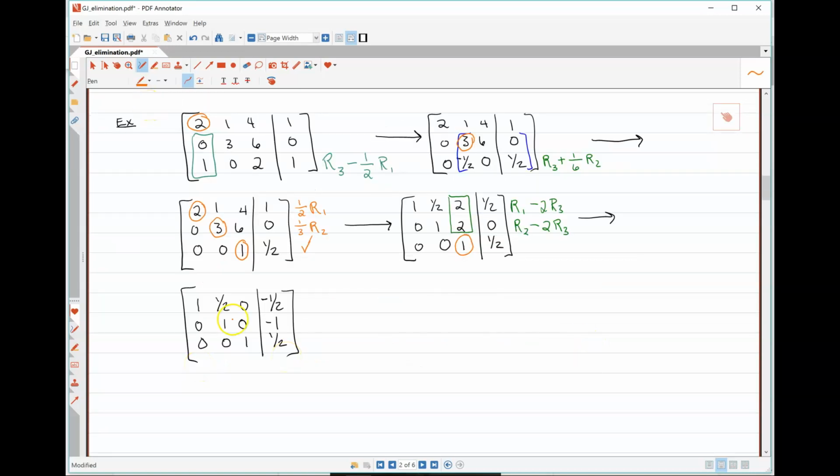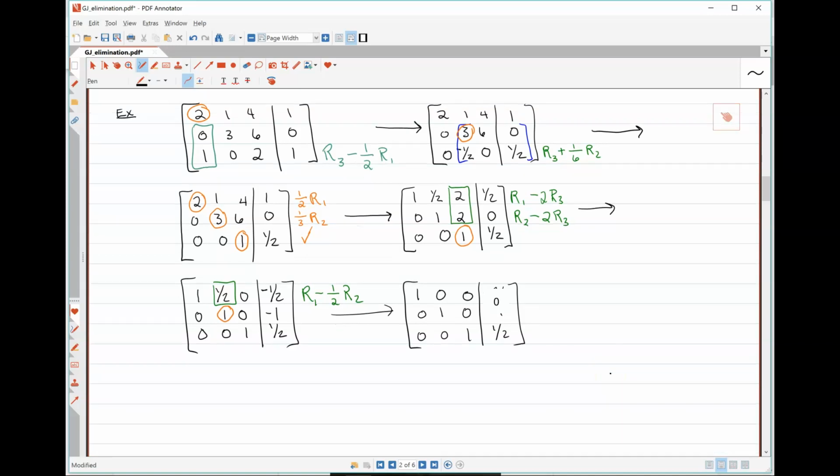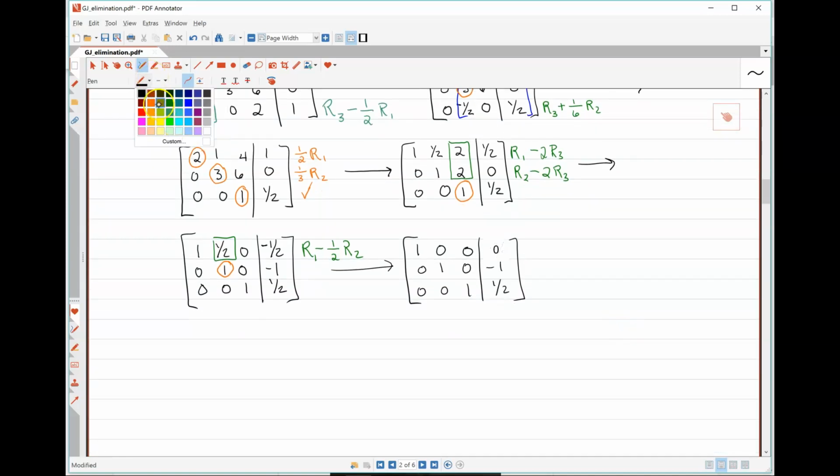And now we can move on to our next pivot entry, which is going to be this middle one, and do the same thing. We're going to 0 out all the entries above it using elementary row operations. So in this case, I'm going to take row 1 and subtract 1/2 times row 2. And after I perform that operation, I'll have this matrix. And this matrix is finally in reduced echelon form, which is our goal. I can see that because our pivots are all 1s. The leading entry in each row is a 1. There are 0s above and below each of those.